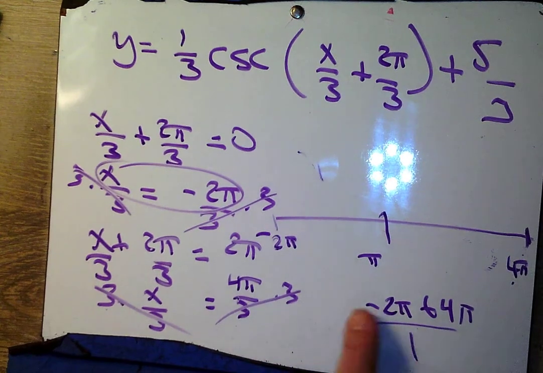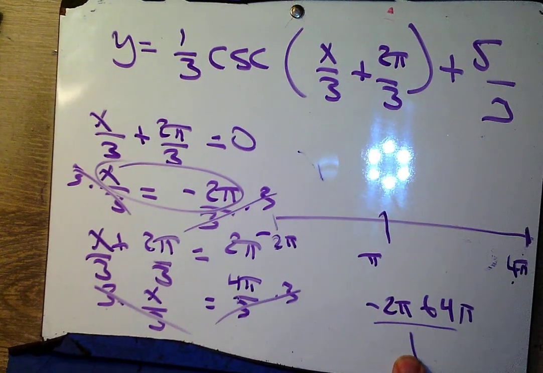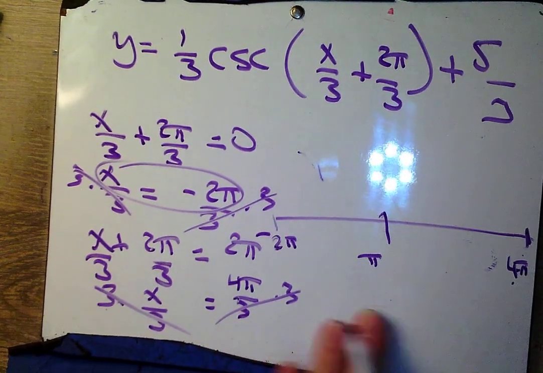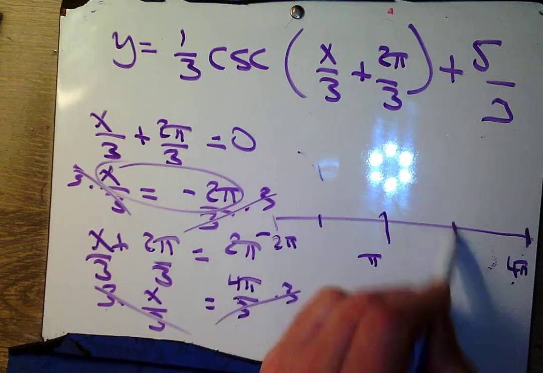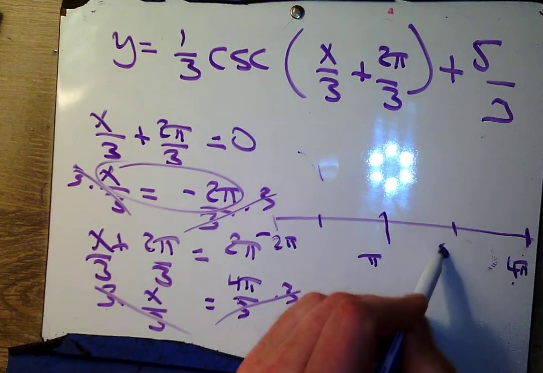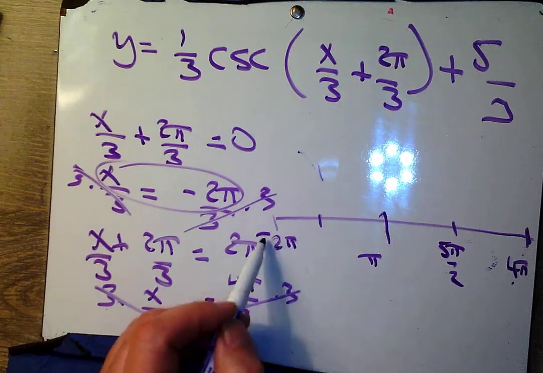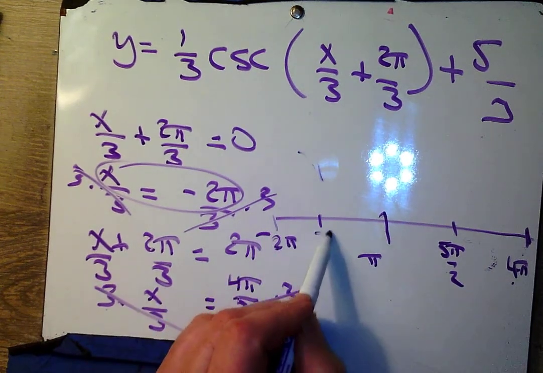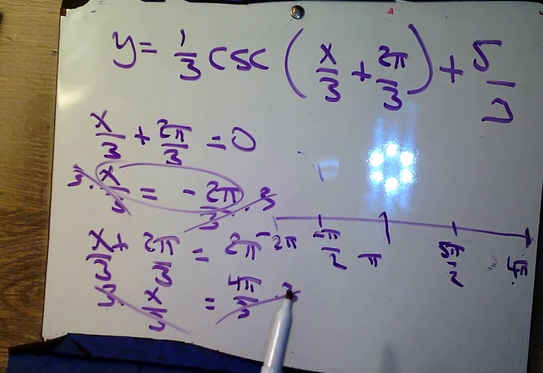So I've got 2 pi divided by 2, which is 1 pi. Yeah, that's nice. Don't forget the quarter points. This is going to be 5 pi over 2. And this is going to be negative pi over 2.